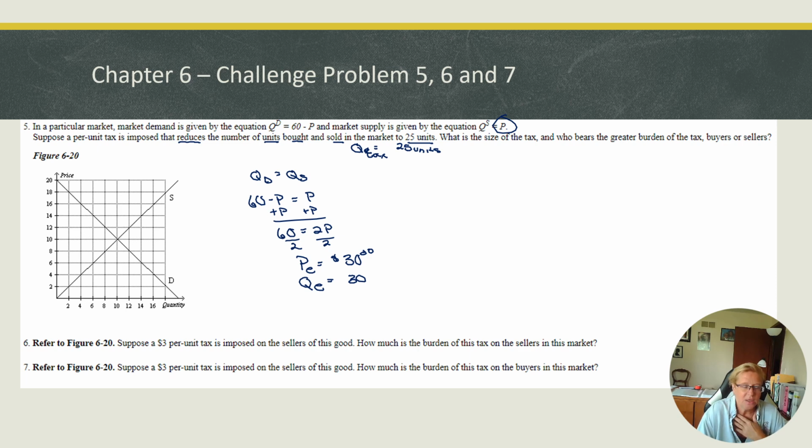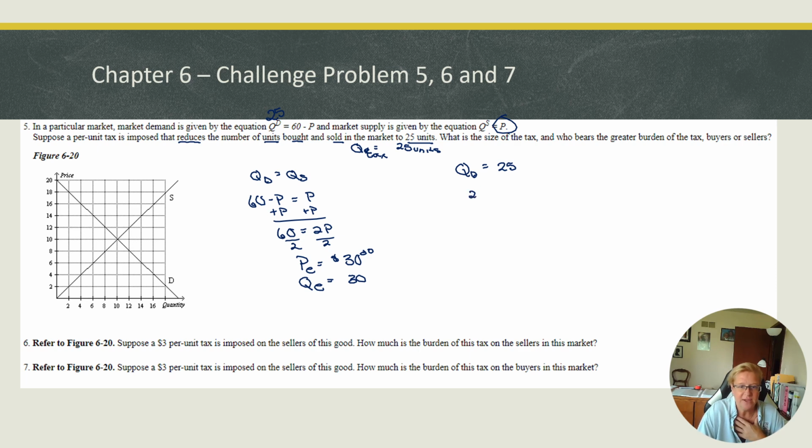Now, in looking at this, suppose a per unit tax is imposed that reduces the number of units bought and sold in the market to 25. So that means that the quantity demanded is going to be 25. And when the quantity demanded becomes 25, I know this variable, 25. So then I'll solve for price.